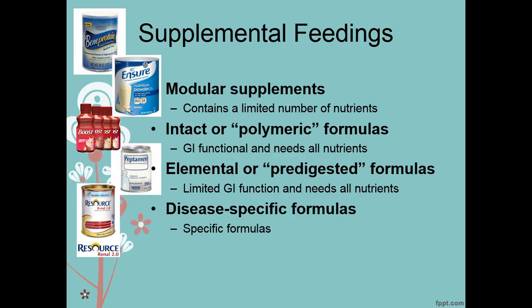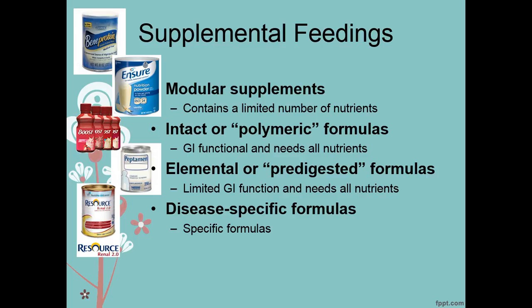Modular supplements, the first one on here. It contains a limited number of nutrients, but it's added to their regular diet to help increase their nutrition. The best example I can give you, my image up here, is Beneprotein, and it's actually a powder that has a good amount of protein in it, a good amount of amino acids, and you literally mix it into mashed potatoes, applesauce, pudding, whatever, and it's just extra nutrients. It's supplemental nutrients into their meals. I see this used a lot with people that have wounds that they really need to heal well, so they need some extra protein.